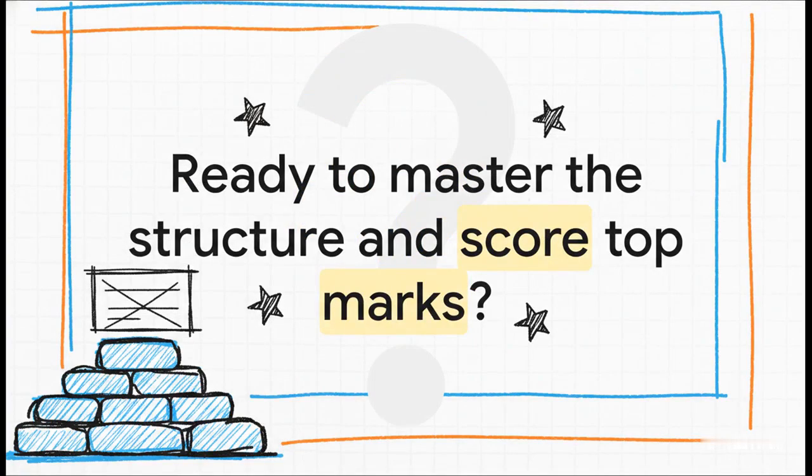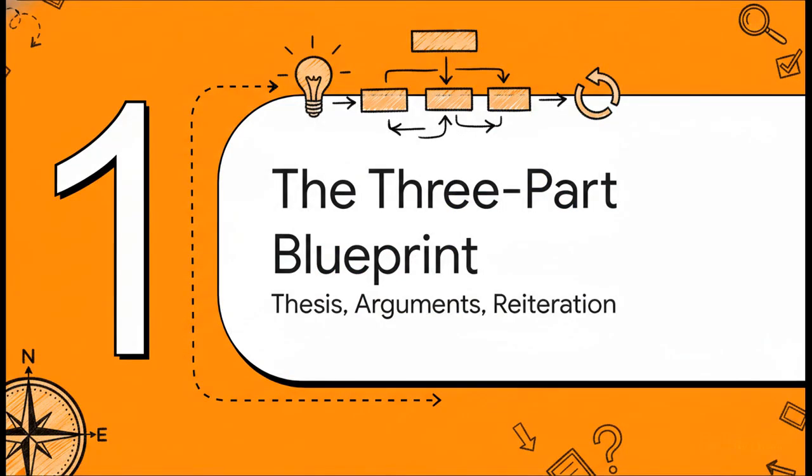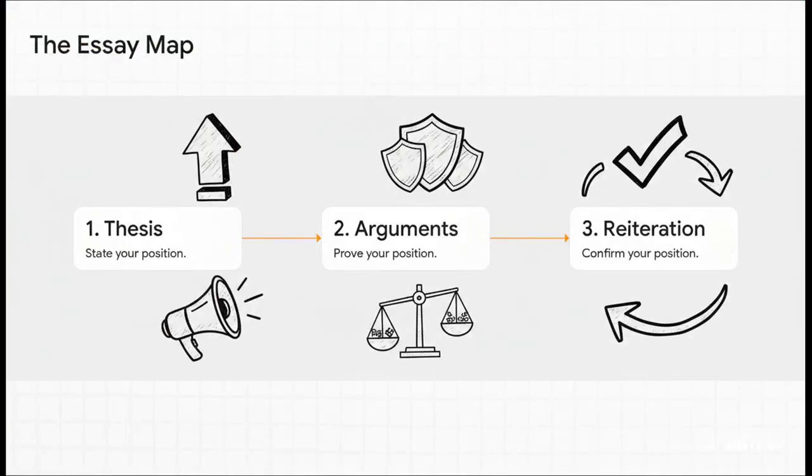Let's dive right into our first mission, getting a grip on the core blueprint of this text type. Honestly, this is the key to scoring those top marks. Okay, here it is. Every single analytical exposition you'll ever see follows this simple 3-part structure, no exceptions. Think of it like a map, right? If you know the map, you can't get lost. And it's always thesis, arguments, and then reiteration. It really is that simple.